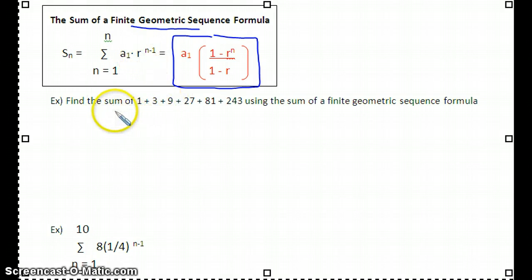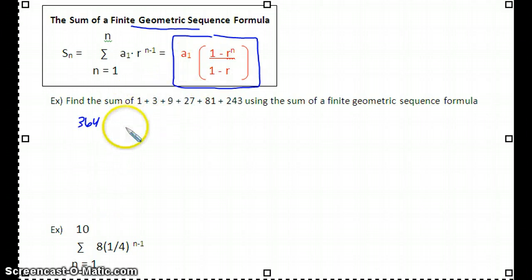So if I ask you to find the sum of 1 plus 3 plus 9 plus 27 plus 81 plus 243, you could very easily type this into the calculator and get your answer of 364 and be done. But I want to show you how you could do that by using this formula. So I already know what my answer is, but I want to show you the formula so when we look at the rest of these, they'll become a lot easier to deal with.